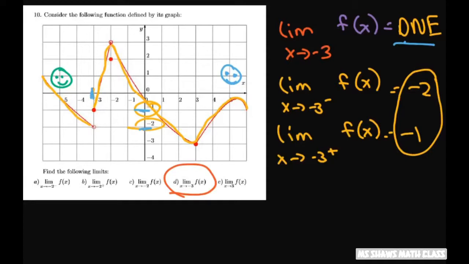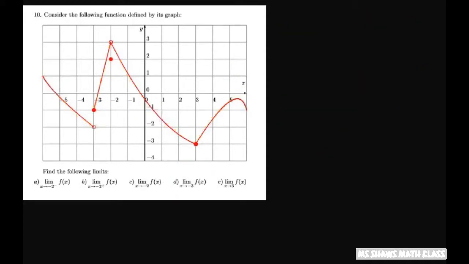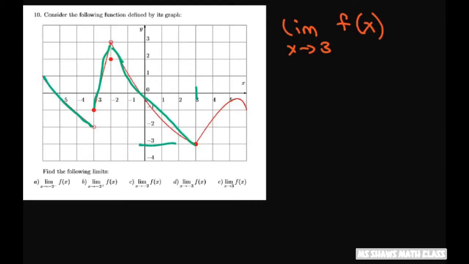All right, and the last one is 3. So we want the limit as x approaches 3 of f of x. Now I'm just going to draw this one. So you want to meet up with your friend at 3. So you travel this way, have to make a jump, come up here, have to make another jump, come back down here to 3, and you stop at -3.